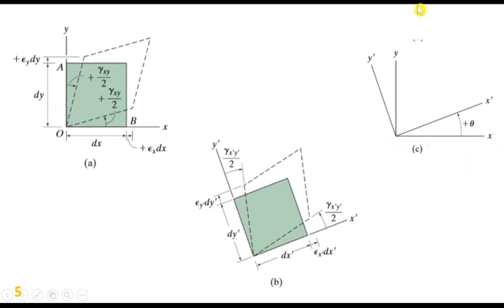These are the x-axis and y-axis. After counterclockwise rotation, theta is positive, with the x prime and y prime axes here, and after rotation this has been shown here. So these angles are gamma x prime y prime by 2, gamma x prime y prime by 2. These are shown here at the rotated axes along x prime and y prime. Along x prime, this is epsilon x prime dx prime, and this is epsilon y prime into dy prime.